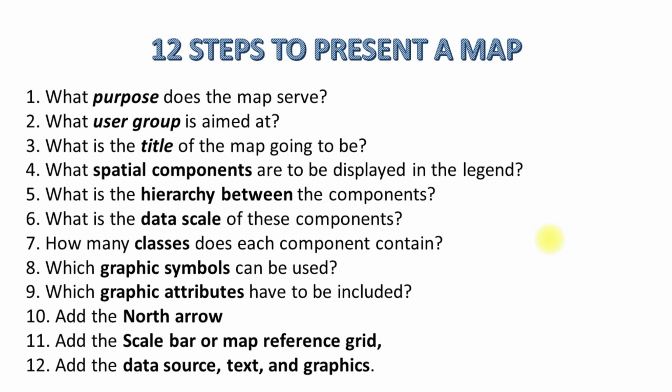Also we should know what the data scale of these components is, and according to the data scale you can choose the appropriate map type in the symbology. Is it a single symbol, or can you define it by categories or quantities, etc. How many classes does each component contain? Which graphic symbols can be used? Which graphic attributes have to be included? And the last steps are to add the north arrow and the scale bar or reference grid. You can add both of them, and also you can add the data source, text, and graphics. For instance, a data source can be the source you used, or also text. You can write the name of the author of your map, etc.